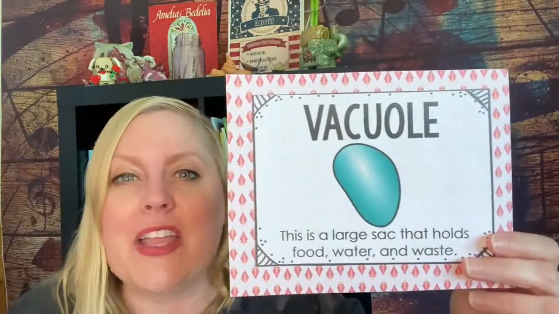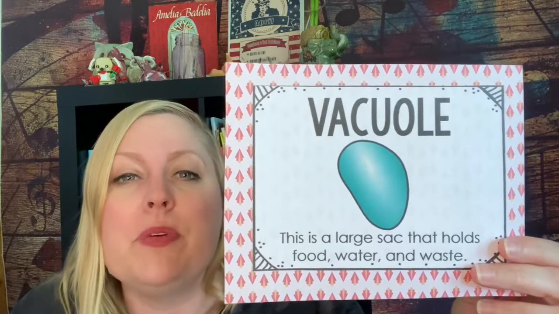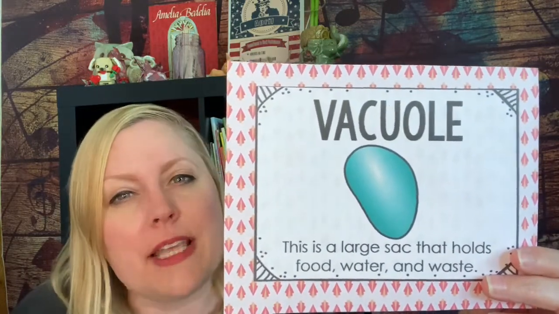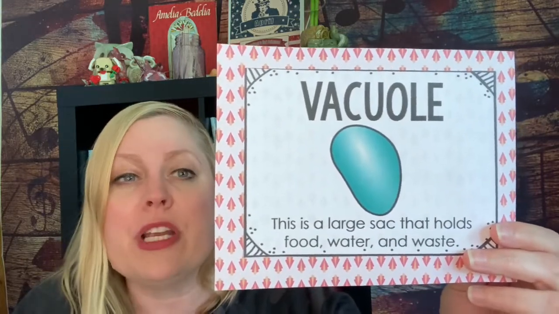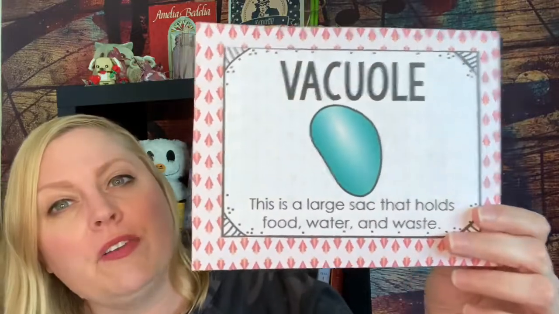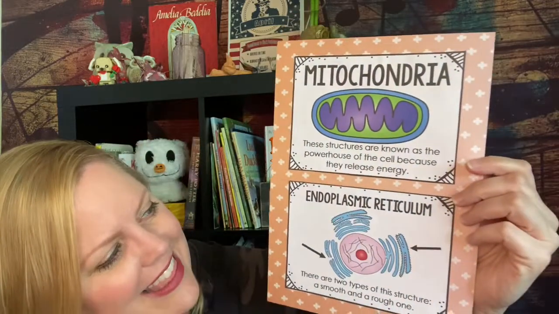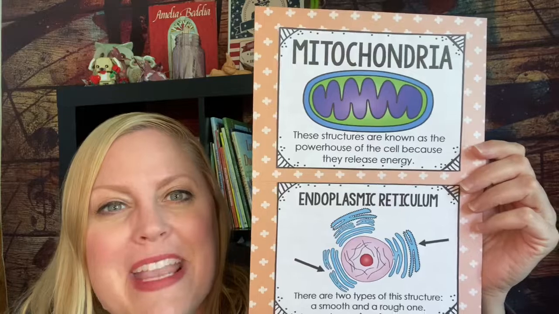Let's look at the vacuole. Animal cells have many of these small fluid-filled structures, and they store different substances that are needed for the cell. It's usually a temporary storage, but these are called vacuoles. Look at these two together, the mitochondria and the endoplasmic reticulum. That's amazing to say.